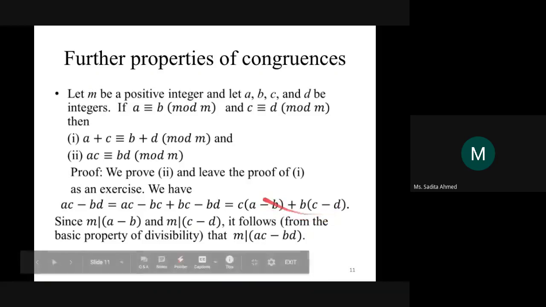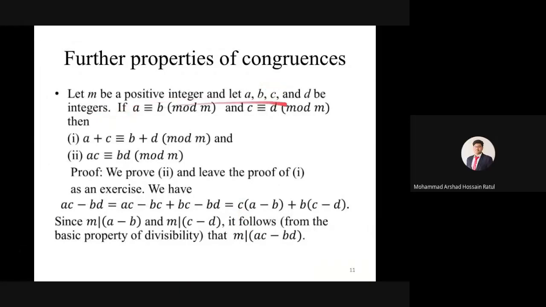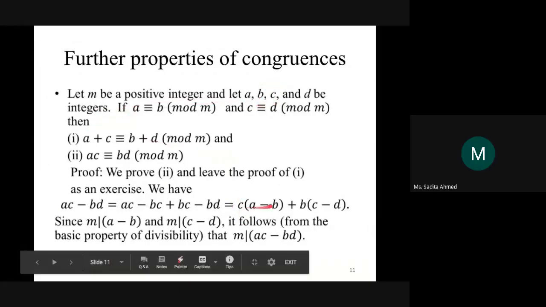Now tell me, we already have in our assumption that A minus B is divisible by M. So if you divide A minus B by M, what will you get? You'll get an integer. What about C? Is C an integer? Yes, miss. C is an integer. If you divide A minus B by M, you get an integer. So C multiplied with the result, which is an integer, gives you what? An integer. This term will be an integer.